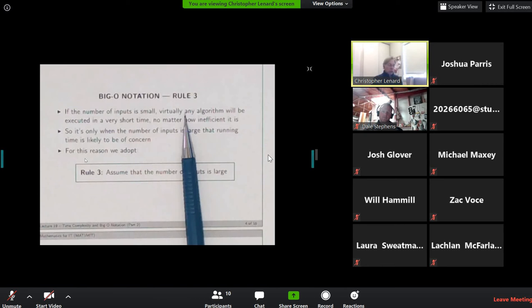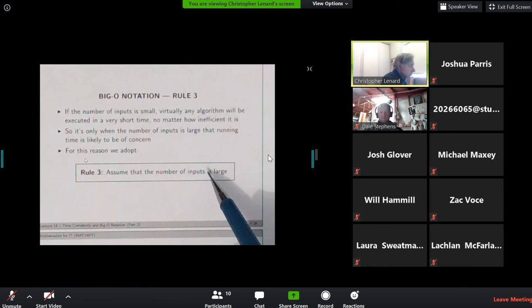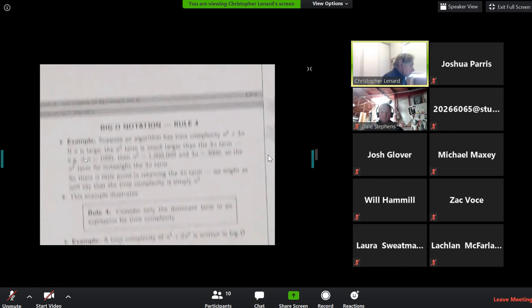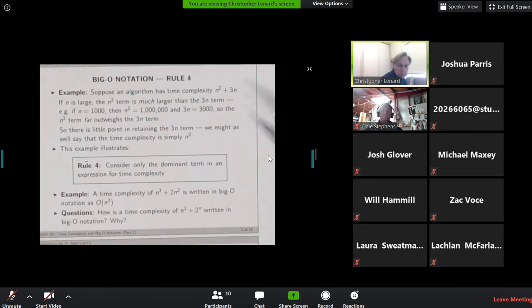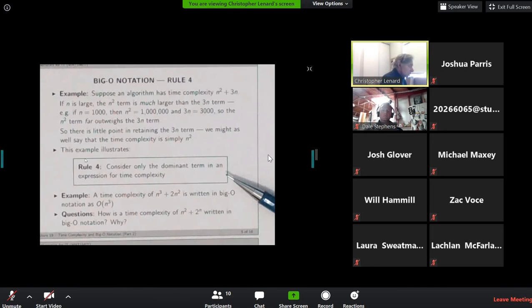And that's what we're doing with the computer. We're asking what happens in the worst case, but also what happens in the case of large input sizes. So we're basically going to assume that the number of inputs is large. Fourth rule. I mentioned this a couple of times.